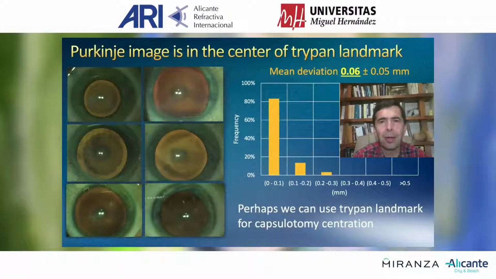So let's have a look at how the Purkinje images and the central trypan blue capsule landmark coincide. We have found out that the Purkinje images are right in the center of the capsule landmark, providing the patient is fixating. The mean deviation between the Purkinje image and the center of the capsule landmark is only 0.06 millimeters plus minus 0.05. So perhaps we can use this capsule landmark for centration of our capsulotomy.